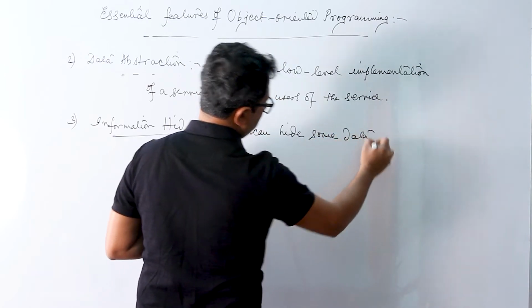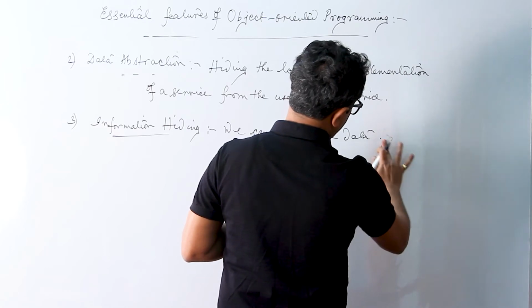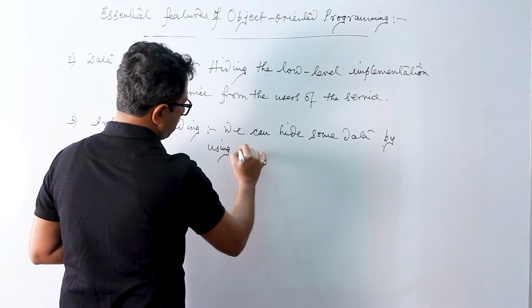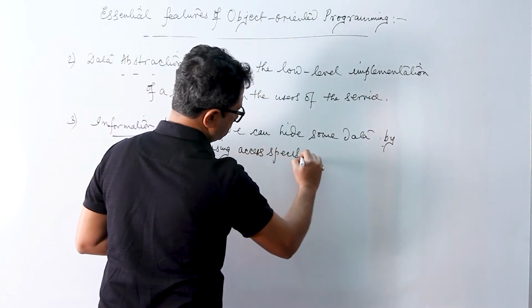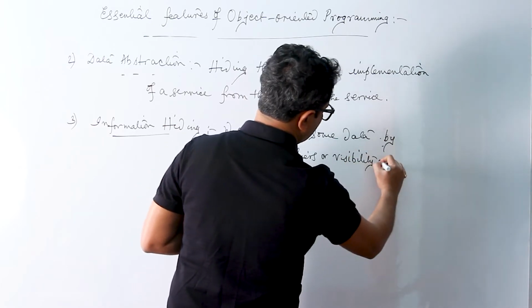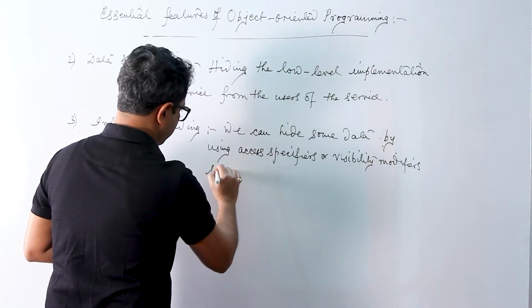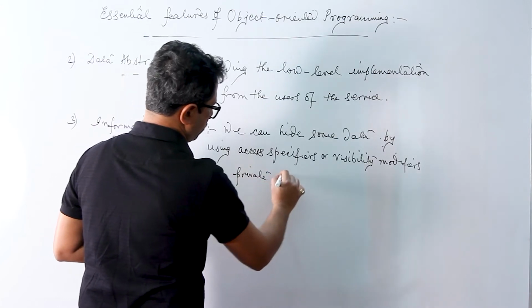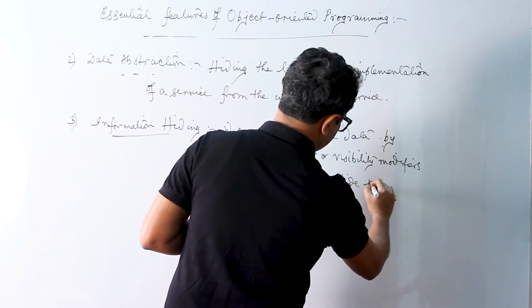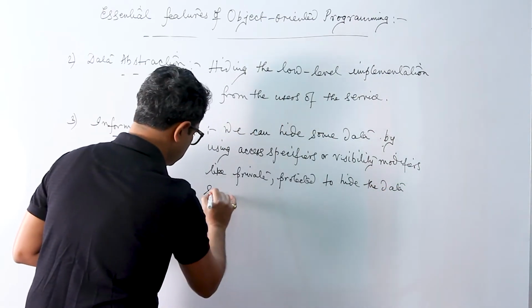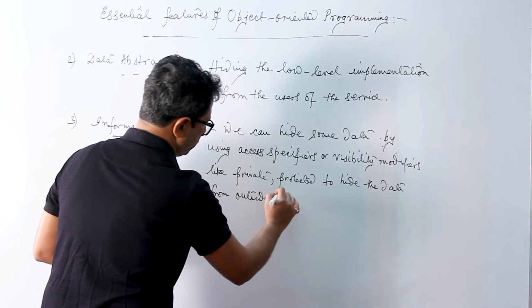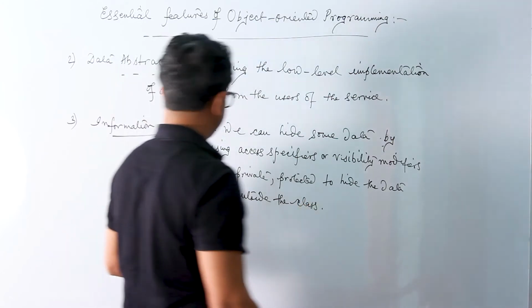some data by using access specifiers or visibility modifiers like private, protected, to hide the data from outside the class. So this is called information hiding.